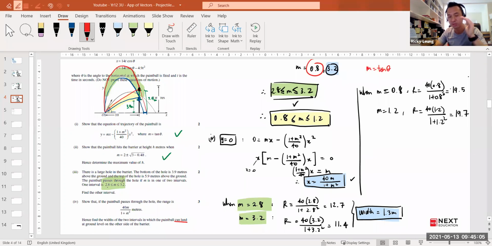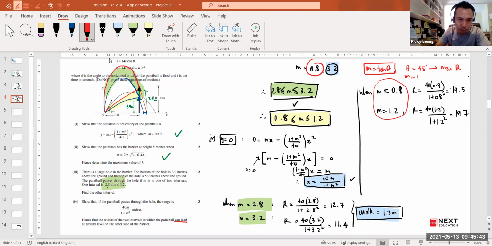And I know whenever you're firing a projectile, the maximum horizontal distance that you can always attain is when theta is 45 degrees. So when theta is 45 degrees, you get max range. Now, why is that important? Because tan 45 is when m equals 1. So m equals 1 falls within this range. If I fire on the bottom blue, it gets me to 19.5. If I fire at the bottom red, it gets me to 19.7.